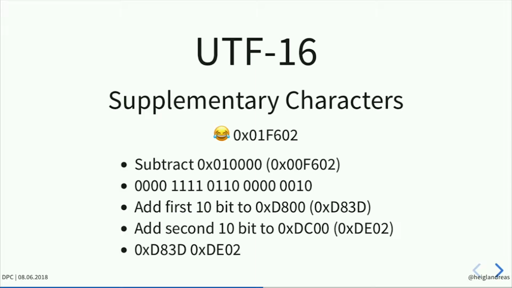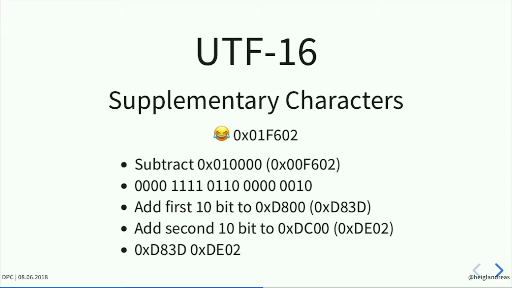If I want to encode this emoji, which clearly is not on the first plane, I need to do some magic. The first thing they do is they subtract this byte mask from the character definition. So instead of 01F602, we now have 00F602. Of course, we can't use the F602 because that's a completely different character. So what do we do?